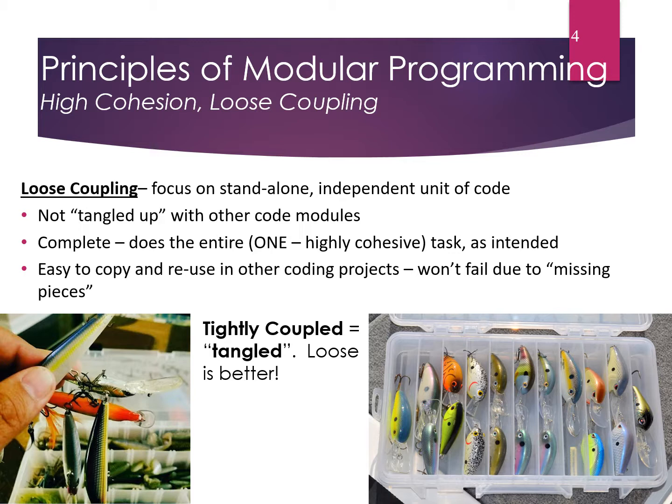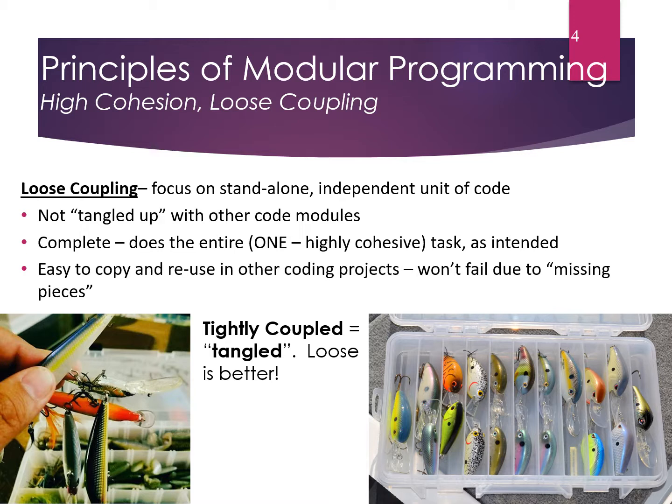The second essential concept of good modular programming is loose coupling. Loose coupling means to focus on standalone, independent units of code. Code that is not tangled up with other code modules and has no interdependencies. A loosely coupled module is complete. It does the entire, one highly cohesive, task as intended.